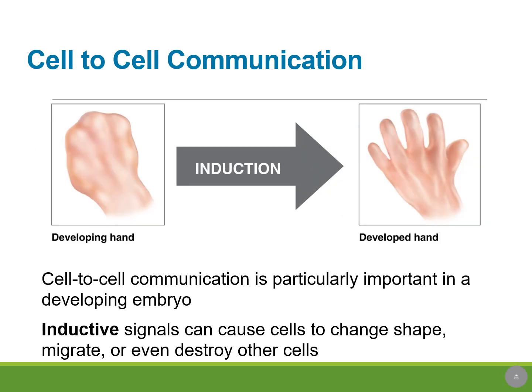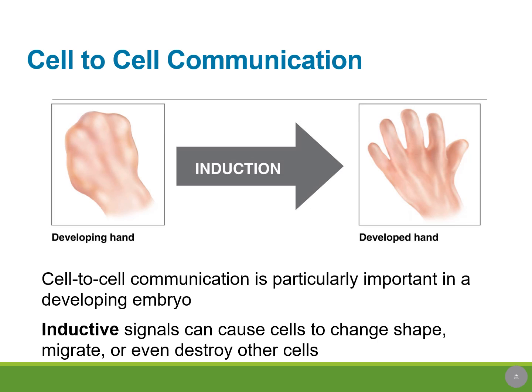Another example of this is a mechanism for induction. So the cell-to-cell communication in the previous slide was one for development, and now we'll talk about induction, which is also very important to a developing embryo. So this induction is when a group of cells influences the development of adjacent groups of cells. Its effects could be to switch genes off or switch genes on in those target cells. So for example, inductive signals can cause cells to change shape, to migrate, or even to destroy other cells.